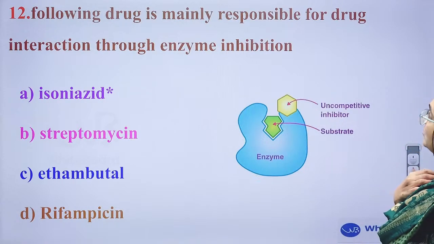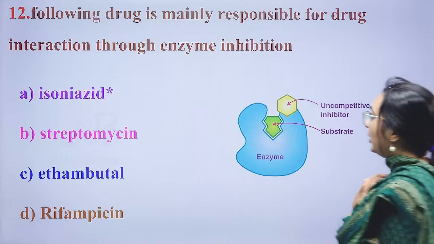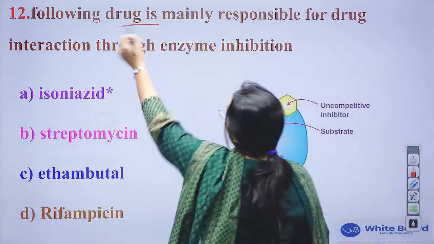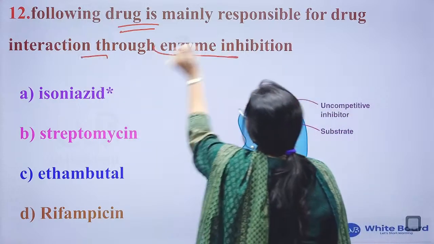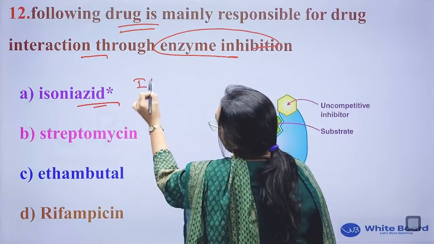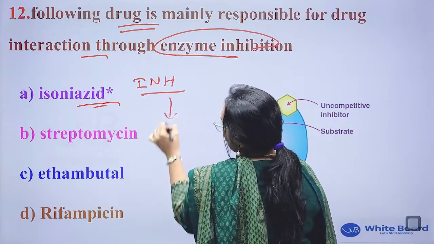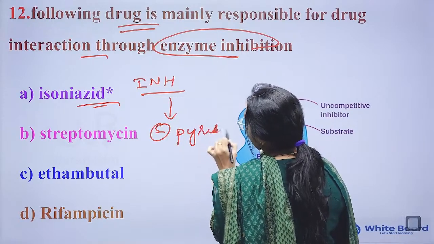Next, which of the following drugs is mainly responsible for drug interaction through enzyme inhibition? The drug which shows drug interaction through inhibiting an enzyme. Here isoniazid is the drug which shows its action by inhibiting pyridoxine phosphate.